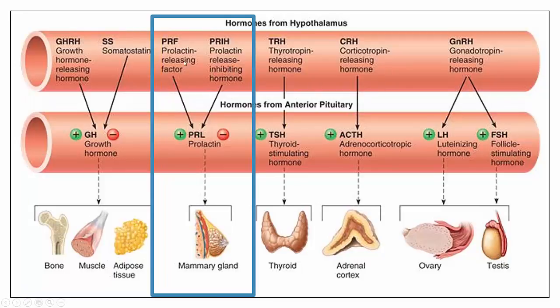Next one to look at is prolactin releasing factor and prolactin inhibiting hormone. These are the activating and inhibiting hormones from the hypothalamus. They come down and act on the mammotropes in the anterior pituitary to cause either the release or the inhibition of prolactin, which then causes milk production in the mammary glands.